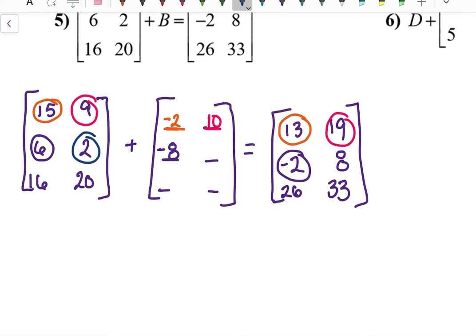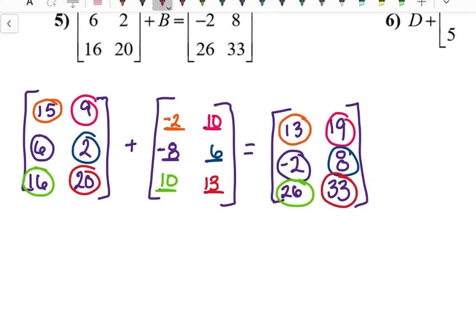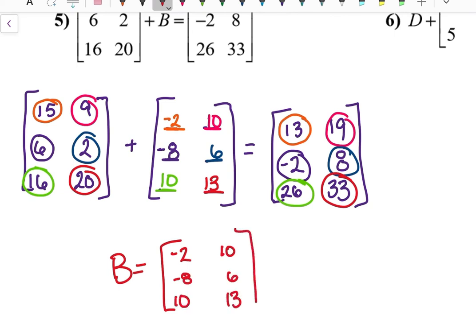Okay, next is 2. I need to add something to 2 to make it equal 8. 2 plus 6 is equal to 8, so that one was easy. For the next one, 16, I need to add something to 16 to make it equal 26. I need to add 10 to 16 to make it equal 26. And the last one, we got 20, need to add something to 20 to make it equal 33. If I add 13 to 20, it'll get to 33. So my missing matrix, B, is equal to negative 2, 10, negative 8, 6, 10, 13. Basically that whole matrix. I just rewrote it out.